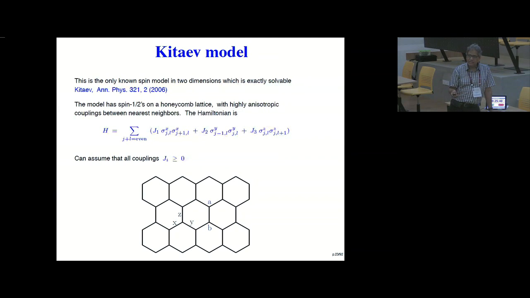Now the honeycomb lattice is a bipartite lattice, right? So, for example, if you look at the vertical bonds, the top site I call an A site, the bottom site I call a B site. So the entire lattice has two sublattices, A and B. Bipartite means that the A sites only couple to the B sites and vice versa.